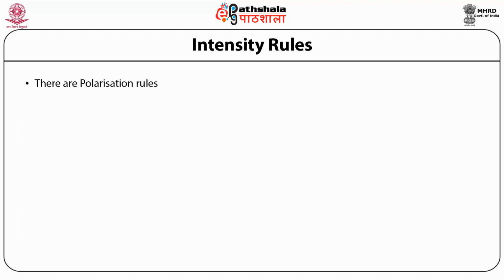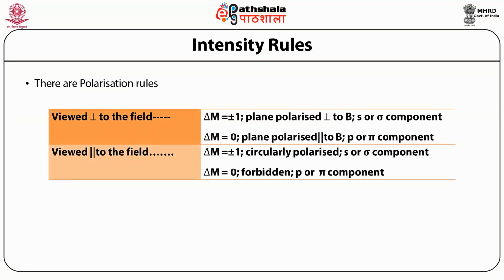There are polarization rules as well, corresponding to viewing perpendicular to the field or parallel to the field. When viewed perpendicular to the field, delta M equal to plus minus 1 is plane polarized perpendicular to B, giving the S or sigma component, and delta M equal to 0 is plane polarized parallel to B, the P or pi component. Viewed parallel to the field, delta M equal to plus minus 1 is circularly polarized, the S or sigma component, and delta M equal to 0 is forbidden, that means the P or pi component.